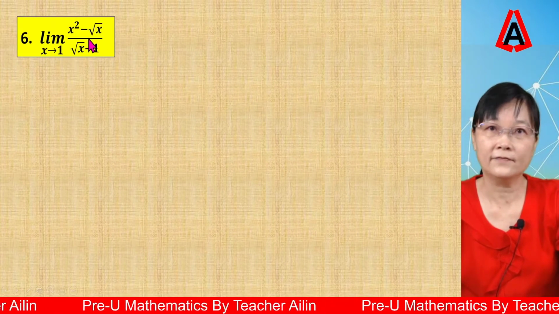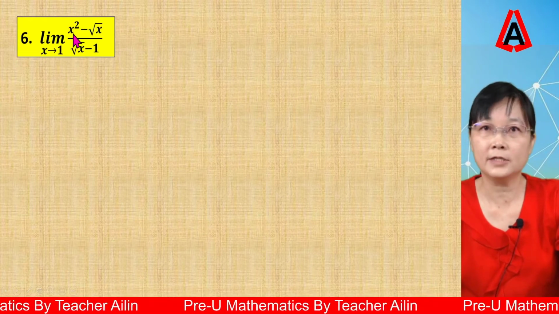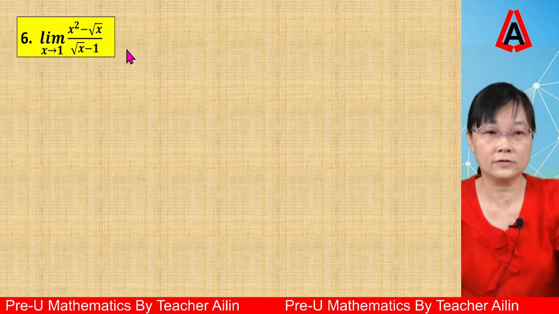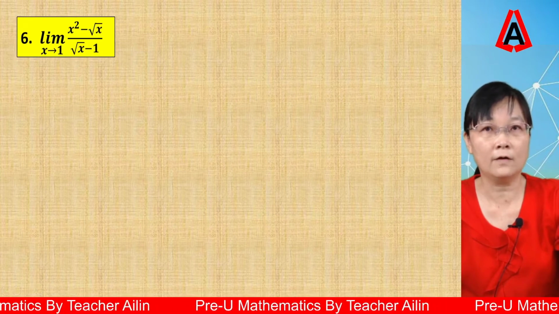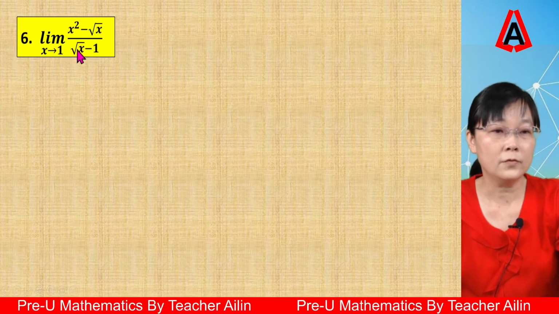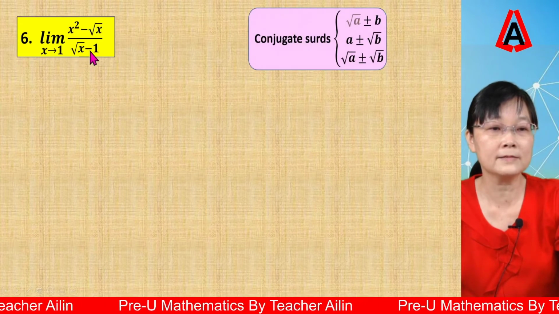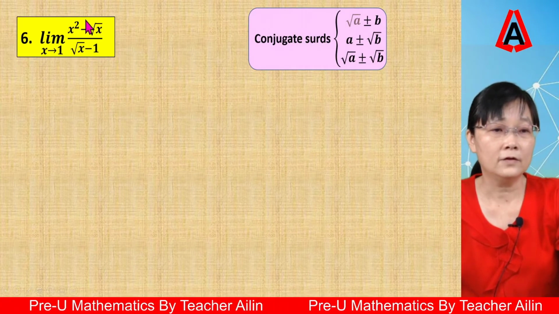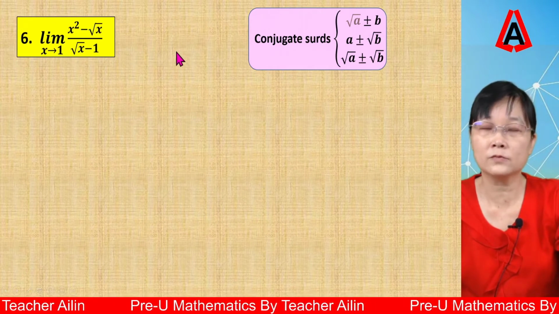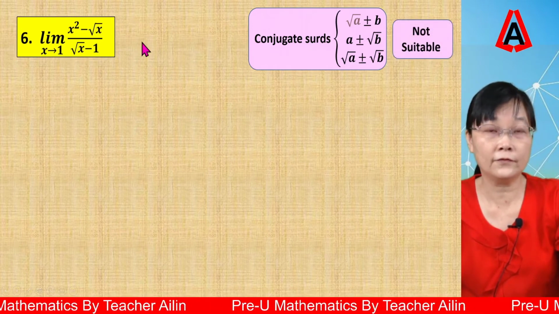Now let's try this question. Find the limit of this function as x approaches 1. So for the first time, I substitute x with 1. Now I find that the answer is 0 over 0. So this is an indeterminate form of limit. So now I decide to use another method. Notice that square root of x minus 1 is the conjugate of square root of x plus 1. But for this question, multiplying with the conjugate square root of x plus 1 is not suitable because this method will not help you to find the answer.